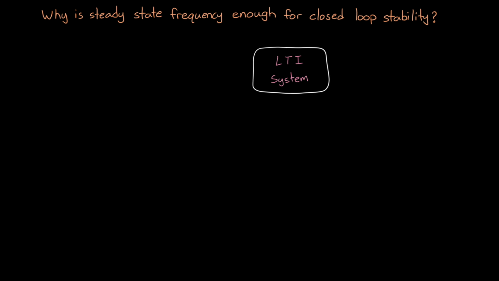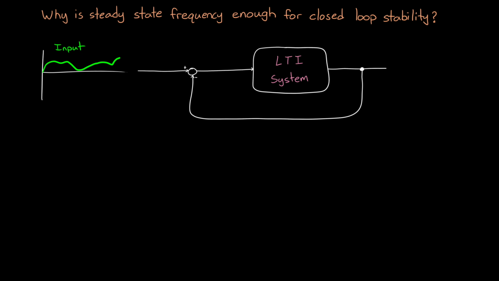Well, to answer that, let's close the loop around our open loop LTI system. So now the question is, if we input a signal into this system and it gets affected by the LTI system and then loops around again and again, will the response be stable or not? Now, it might be tough to imagine how any arbitrary input will behave in this system, but as we'll see later, it isn't hard to assess the stability for an individual sinusoid.